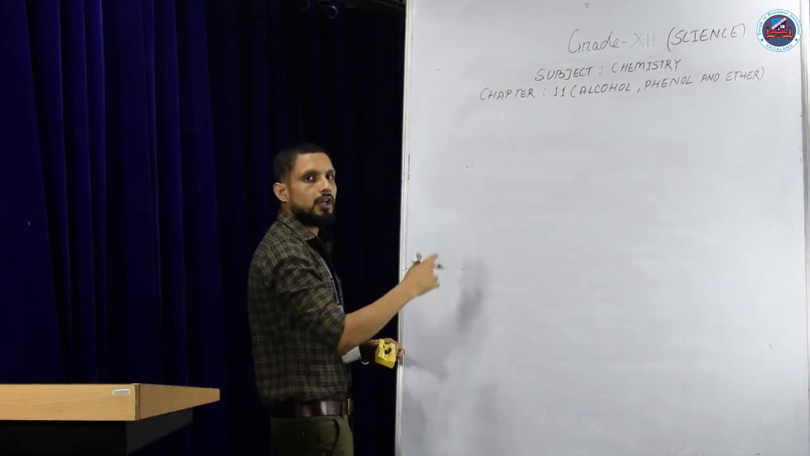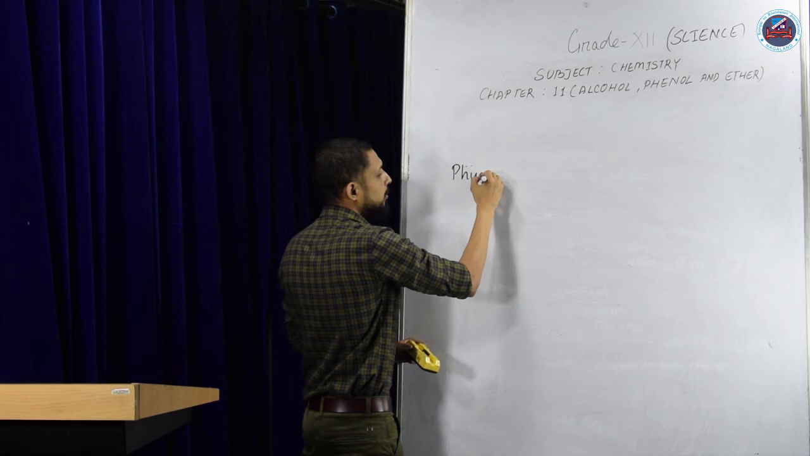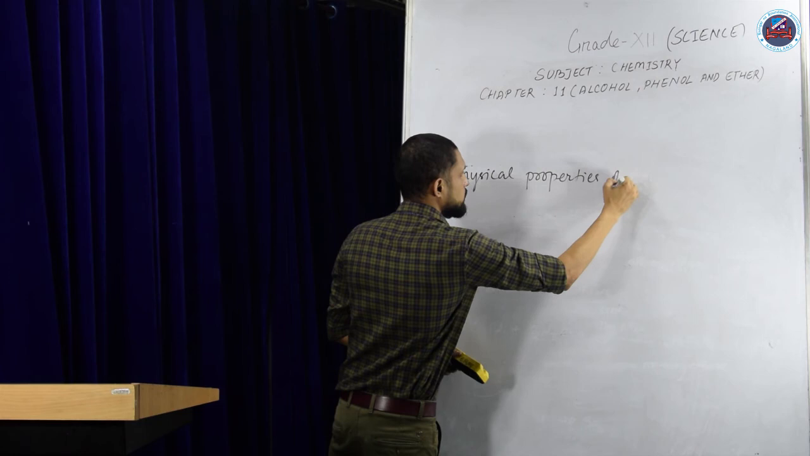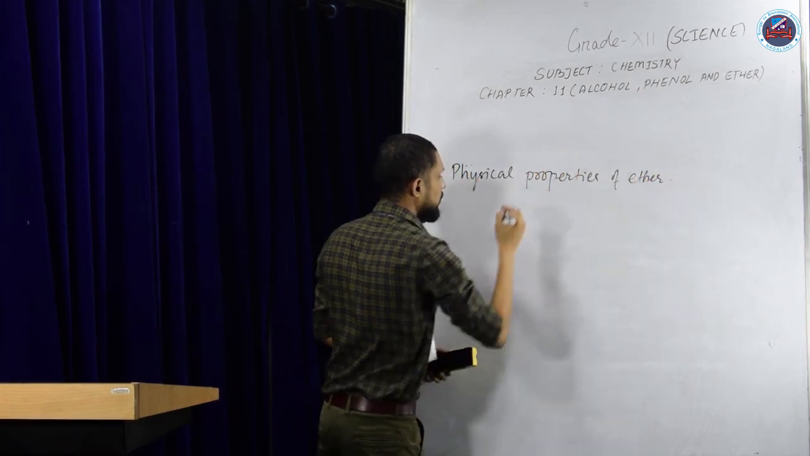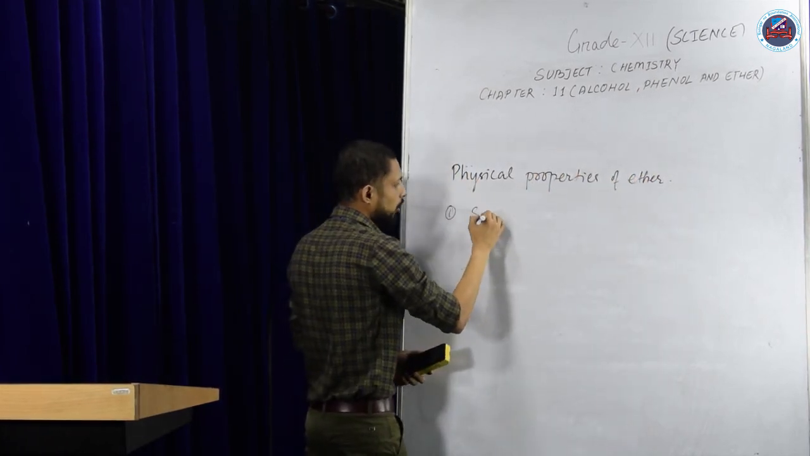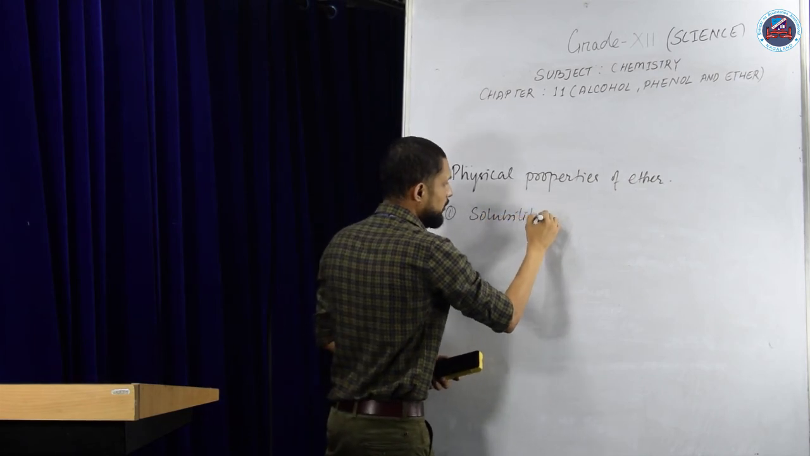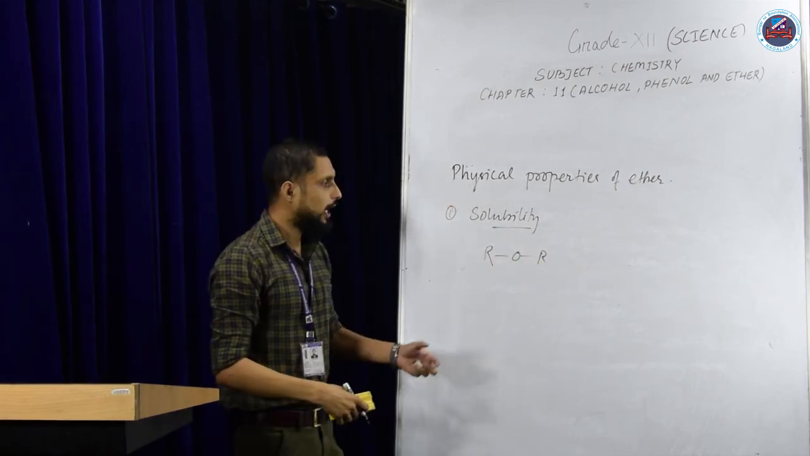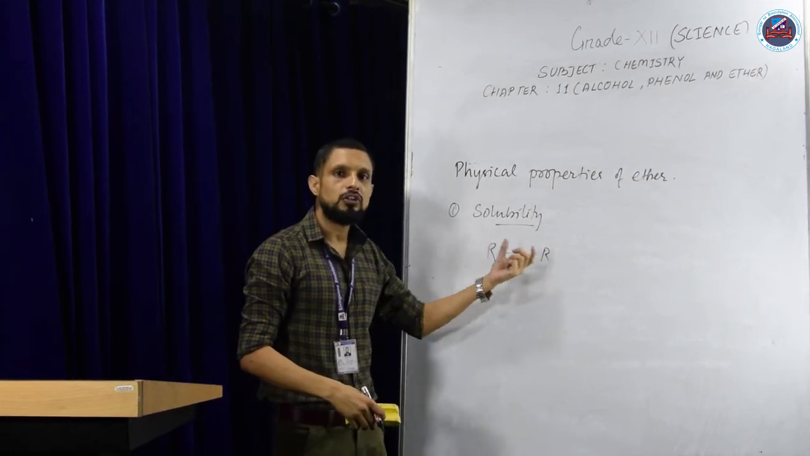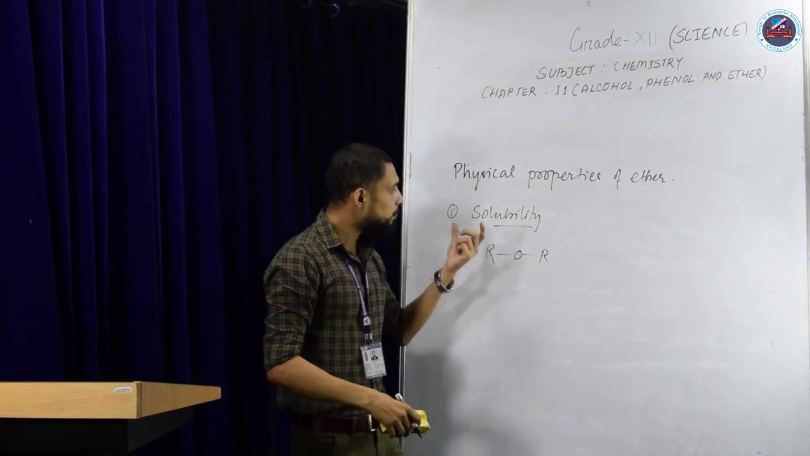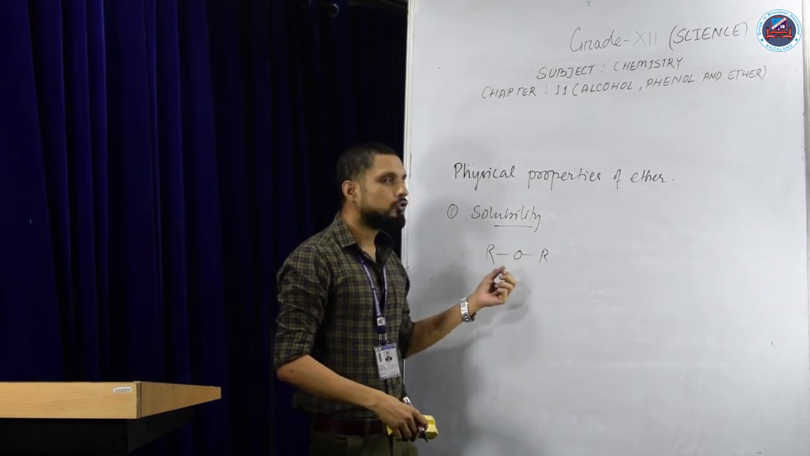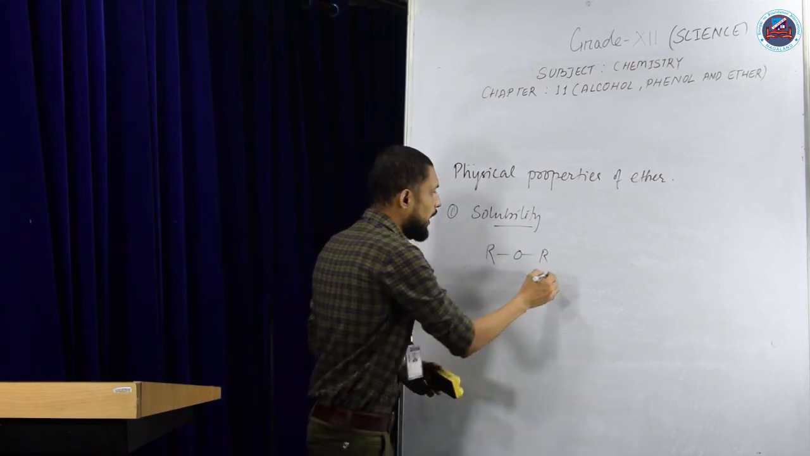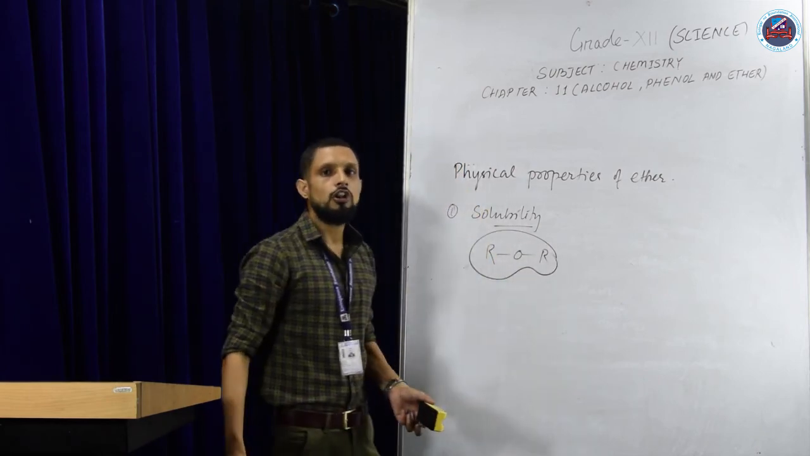Next, we'll study the physical properties of ether. When it comes to physical properties, number one, solubility in water. Now ether, ROR, has an alkyl group on both sides, so it's not possible for them to form effective hydrogen bonding with water. That's why they are insoluble in water.